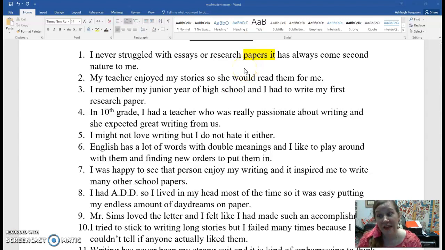Okay, so hopefully you were able to look through these first 10 sentences and find the run-ons fairly easily. Now, I went ahead and highlighted the first run-on here. So again, remember the run-ons are where you have two sentences coming together. I never struggle with essays or research papers. Okay, that's the first sentence. It has always come second nature to me. Okay, that's the second one. Try to think about how you could correct that. Maybe a semicolon. You might want to even have a semicolon, however, comma. You could even do comma and. There's different ways to do it.